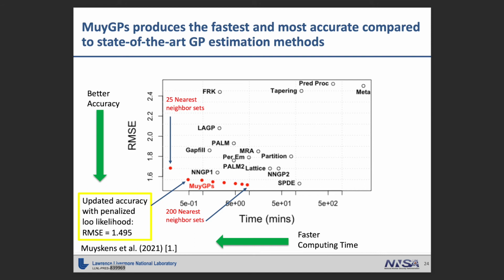And so these were old results. This paper's been out for, I want to say, about a year. But recently, with these new loss functions that we're exploring, we've been able to get much better solutions even than what are listed here. So a much more accurate solution in less amount of time than any of these methods.